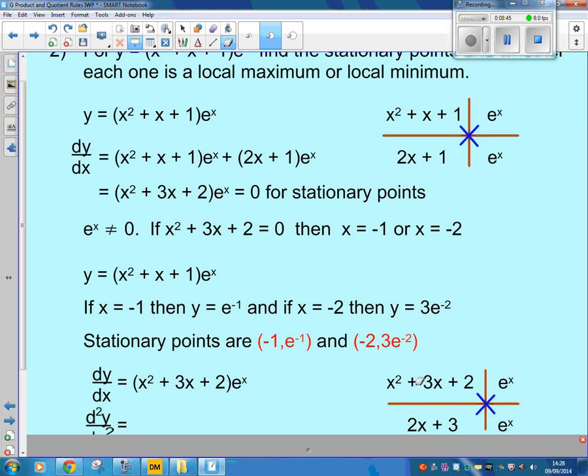Now, we're differentiating again, so we're going to get d2y over dx squared, and it's (x squared plus 3x plus 2) lots of e to the x, add (2x plus 3) times e to the x. Well, we might as well combine this at this stage, because it's this times e to the x, add that times e to the x, will be (x squared plus 5x plus 5) e to the x.